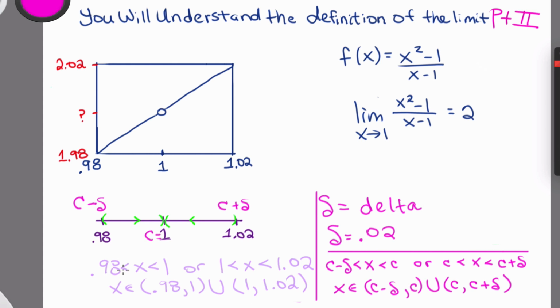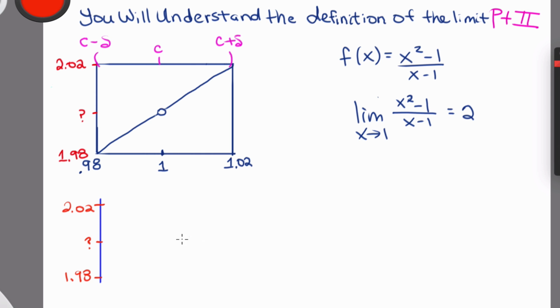Our interval will go from 0.98 less than x less than 1 to c minus delta less than x less than c, or 1 less than x less than 1.02 will now be c less than x less than c plus delta. And here's the interval notation as well, using brackets.